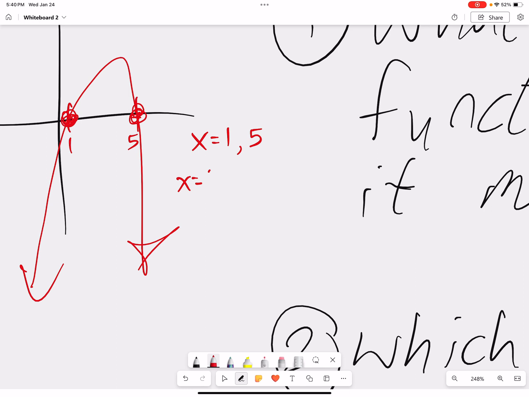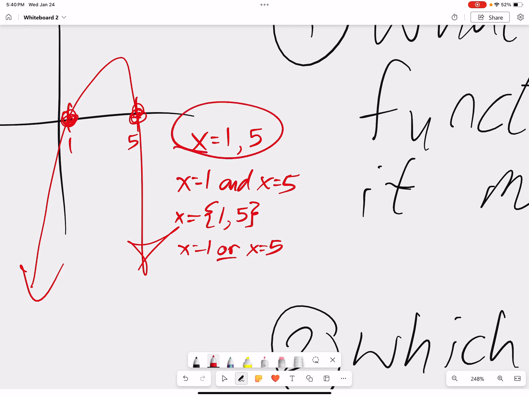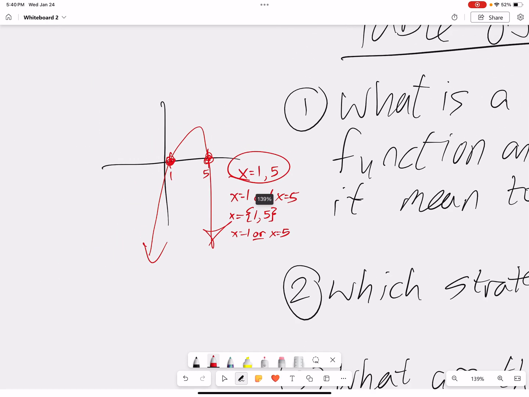You could also write it as x equals the set of 1 and 5. Any of those would be good. You can go with x equals 1 or x equals 5 using the inclusive or, meaning or slash and. But I'm happy with any of these. I usually default to this one because it's the fastest and easiest to write.